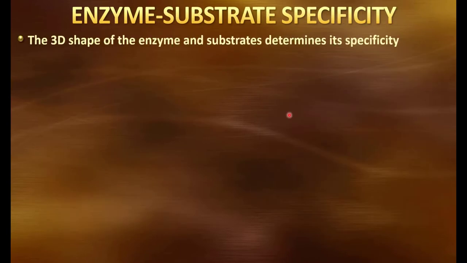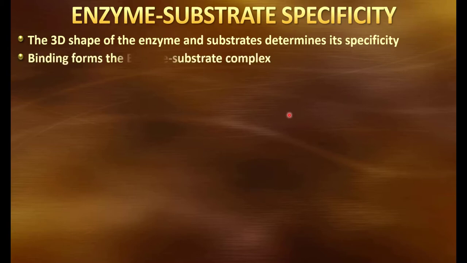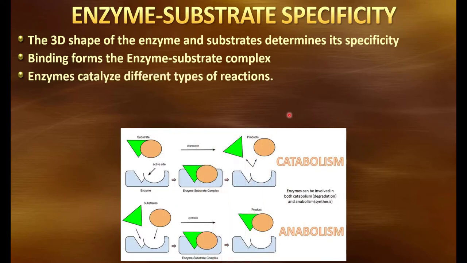Enzymes and substrates are typically very specific. The binding site shape is very specific so that you don't have one enzyme running lots of different reactions. You typically have an enzyme that runs a particular reaction. The binding of the two forms what we call an enzyme-substrate complex, and different enzymes will catalyze different types of reactions.